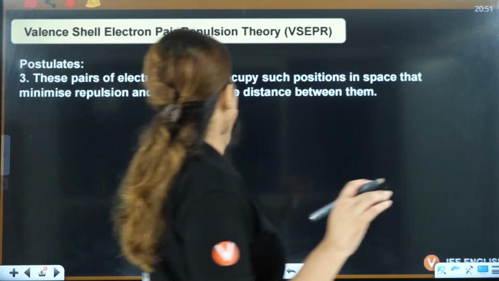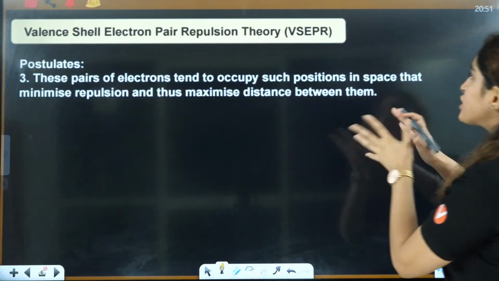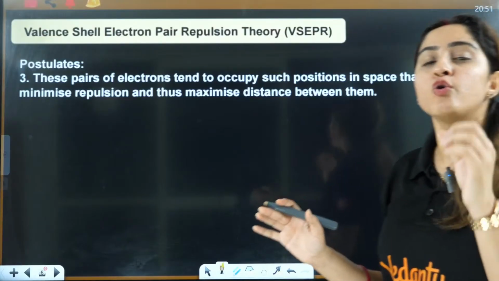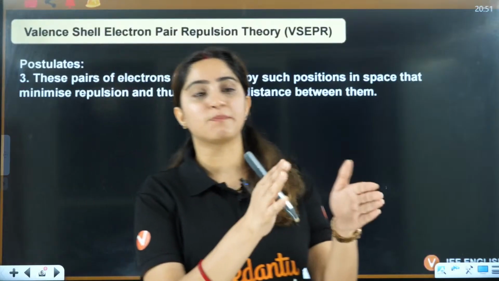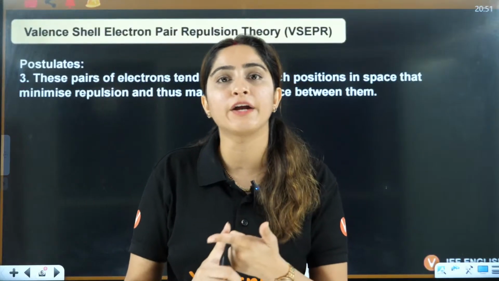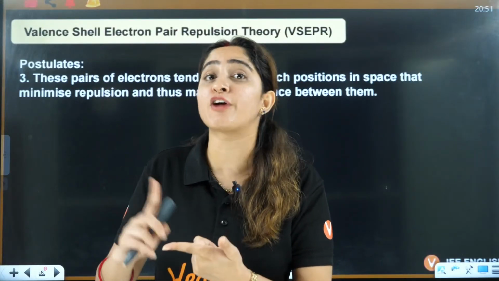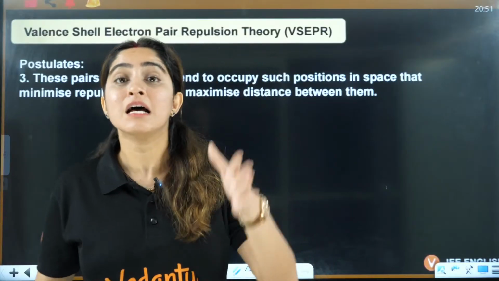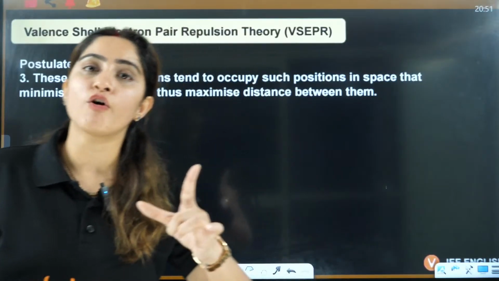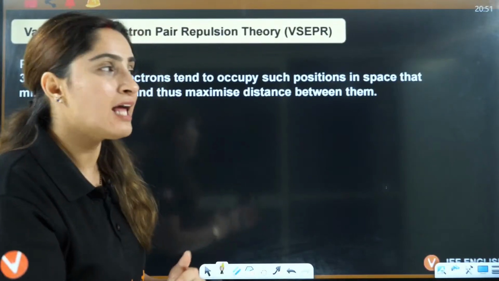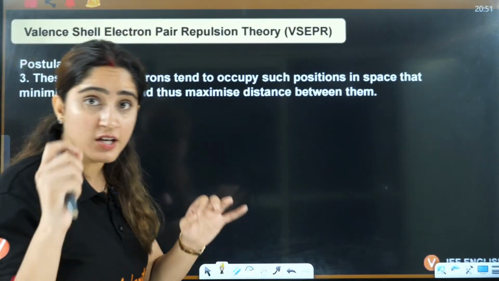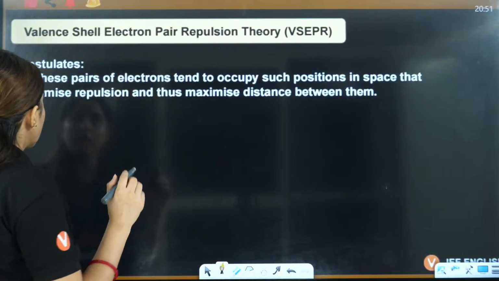These pairs of electrons tend to occupy such positions in space to minimize the repulsions. That's why you have specific shapes: linear, tetrahedral, trigonal bipyramidal, trigonal planar, octahedral. These are the shapes because of these repulsions, because they want to minimize the repulsions. That's why they attain a specific shape, right?